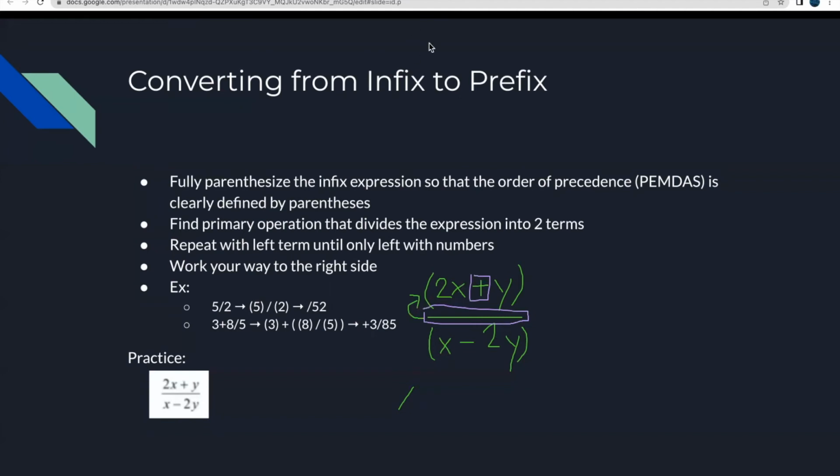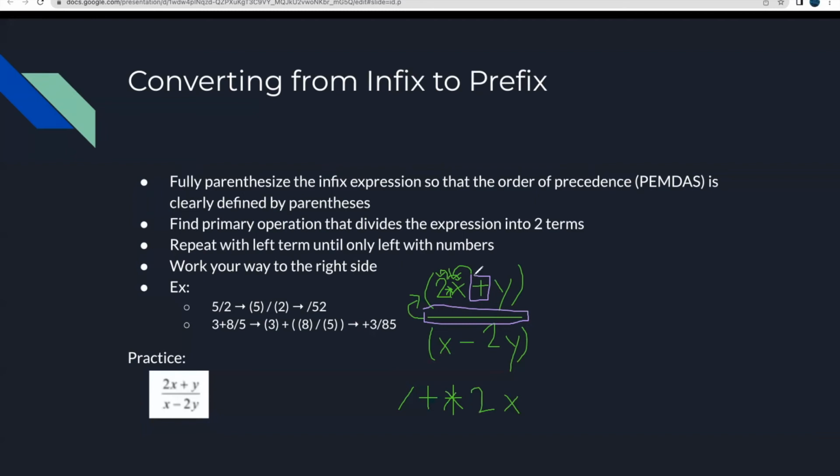And then we're gonna add this plus sign to our answer, and we're gonna go to the left of that. So we're gonna see this 2x, and then there's an implied multiplication sign here. So we're gonna add this multiplication sign to our answer. And then we're gonna go to the left of that multiplication sign. I know this is getting a little bit messy. We're gonna see this 2, and then we're gonna go to the right of this multiplication sign and see this x.